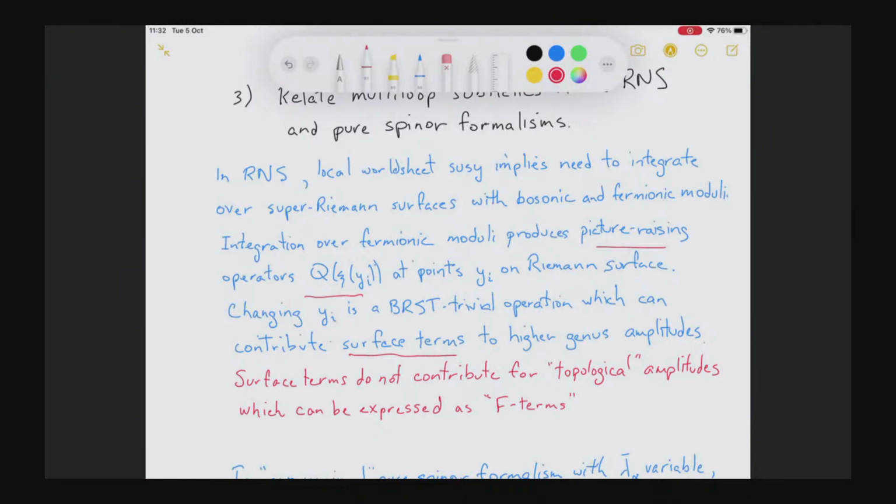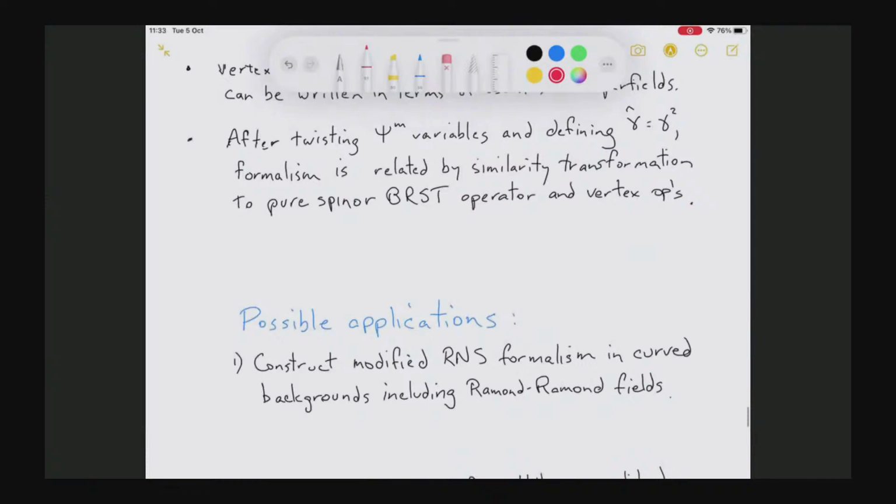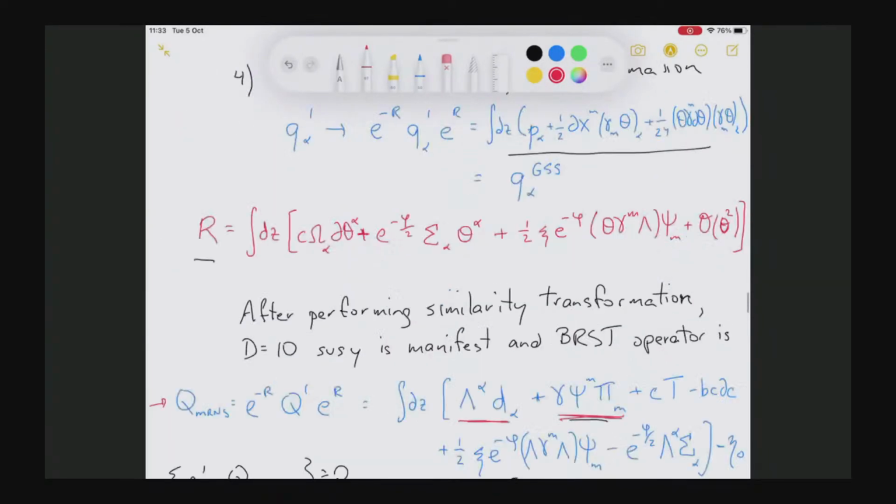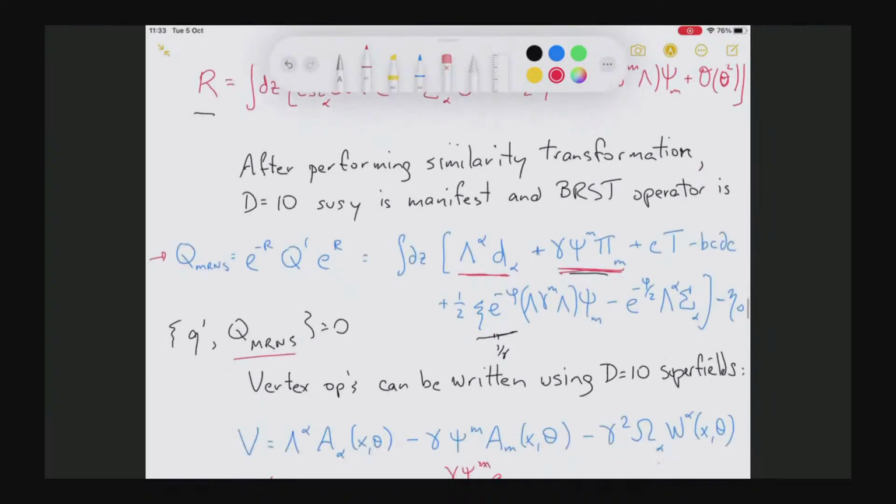Can I ask you another question about the intuitive understanding of this formalism that you described? You call it a modified RNS formalism because you add these auxiliary variables, additional variables in the RNS formalism. You modify the BRST operator so that they don't contribute. That's right. And then you show that there is a different twist you can make so that you recover the pure spinor formalism. That's right. Can you describe the way back, from the pure spinor formalism back to this modified RNS formalism?